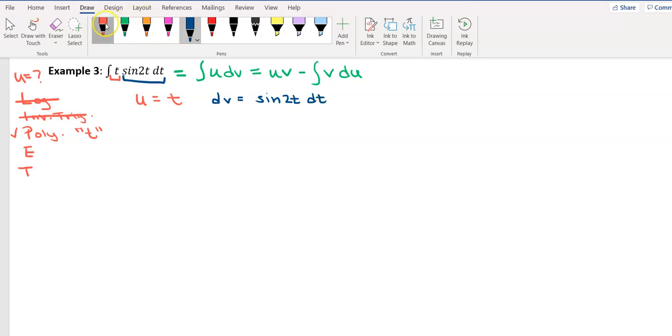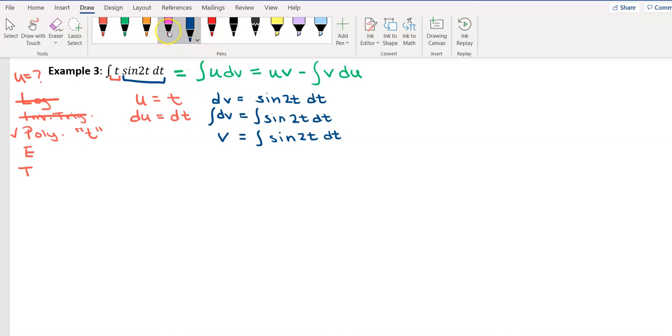Okay, so now let's figure out their partners. So u we have, so we need to figure out du. The derivative of t is just dt. And then for dv, remember to get to v, which is where we want to end up, we have to take the integral. So the integral of dv is v, and we'll also have to take the integral of the right-hand side, sine of 2t dt. Now, if you think about it, this isn't just an easy one to do. We have to use something special.